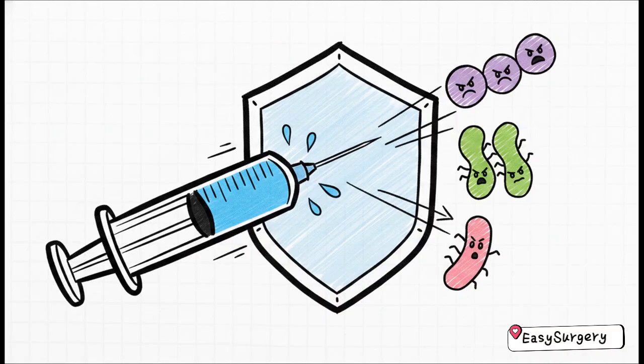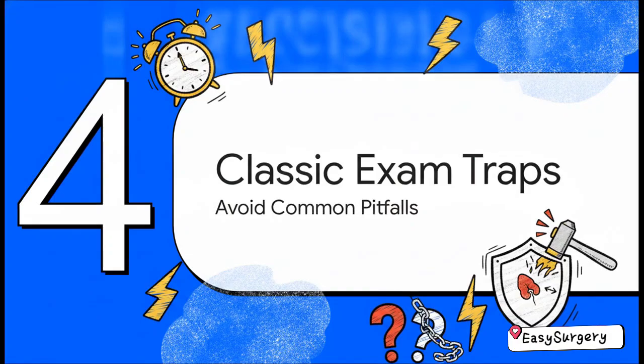Specifically, the spleen is our primary defense against encapsulated organisms. So if you do have to perform a splenectomy, you absolutely must vaccinate the patient. This right here is a guaranteed exam target. You've got to know these 3 bugs cold: Streptococcus pneumoniae, Neisseria meningitidis, and Haemophilus influenzae type B. Without a spleen, a patient is highly vulnerable to devastating sepsis from these specific bacteria. Don't forget them. All right, section 4, classic exam traps. Let's make sure you don't fall for these pitfalls.